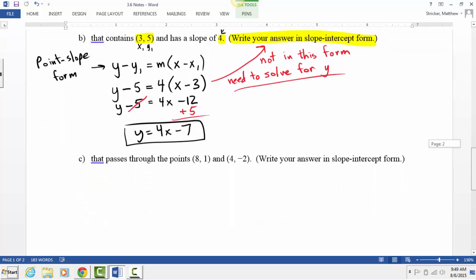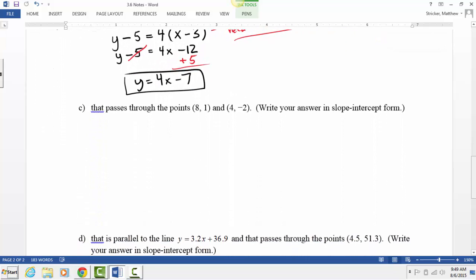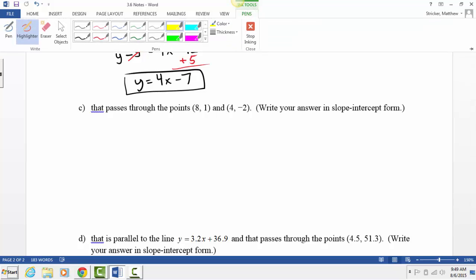Now we have a third example here. It says find the equation of a line that passes through 2 points. So this is a little different than the first two. The first one we were given the slope and the y-intercept. The second one we were given the slope and a point. But here we're given 2 points. And what's different about this one is we don't have a slope. So we need to first find the slope.